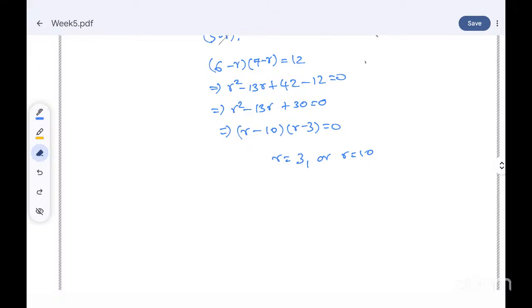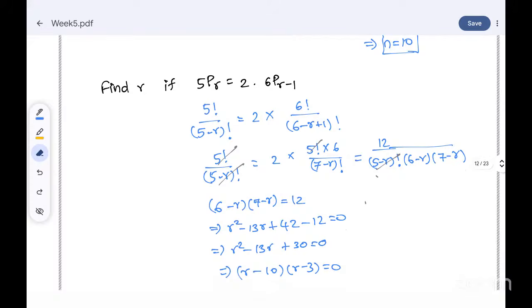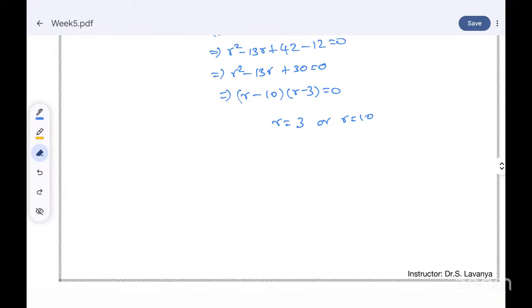Right? So whenever you have such a solution, always check whether the question makes sense for whatever answers you are getting. Okay? So if r is equal to 10, will it make sense? No, ma'am. It is not possible, because n should be greater than r. So r is equal to 10 does not make sense, because n is equal to 5 and it is less than 10. So this is not possible. So the correct option is r is equal to 3. That is the answer.